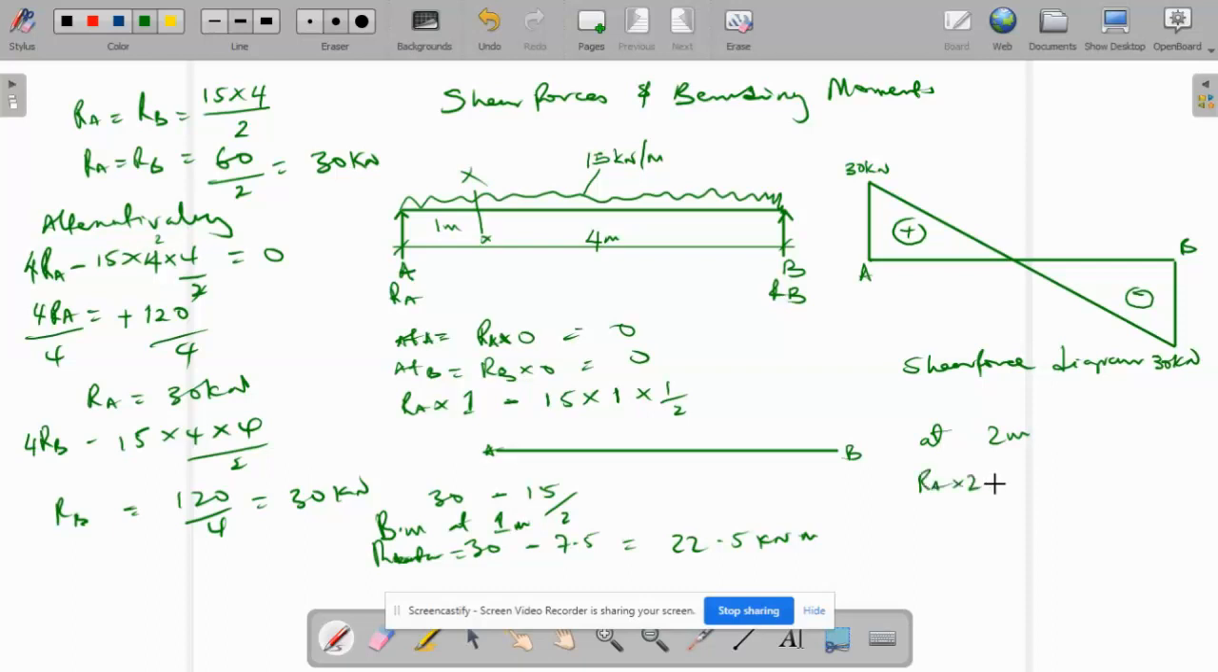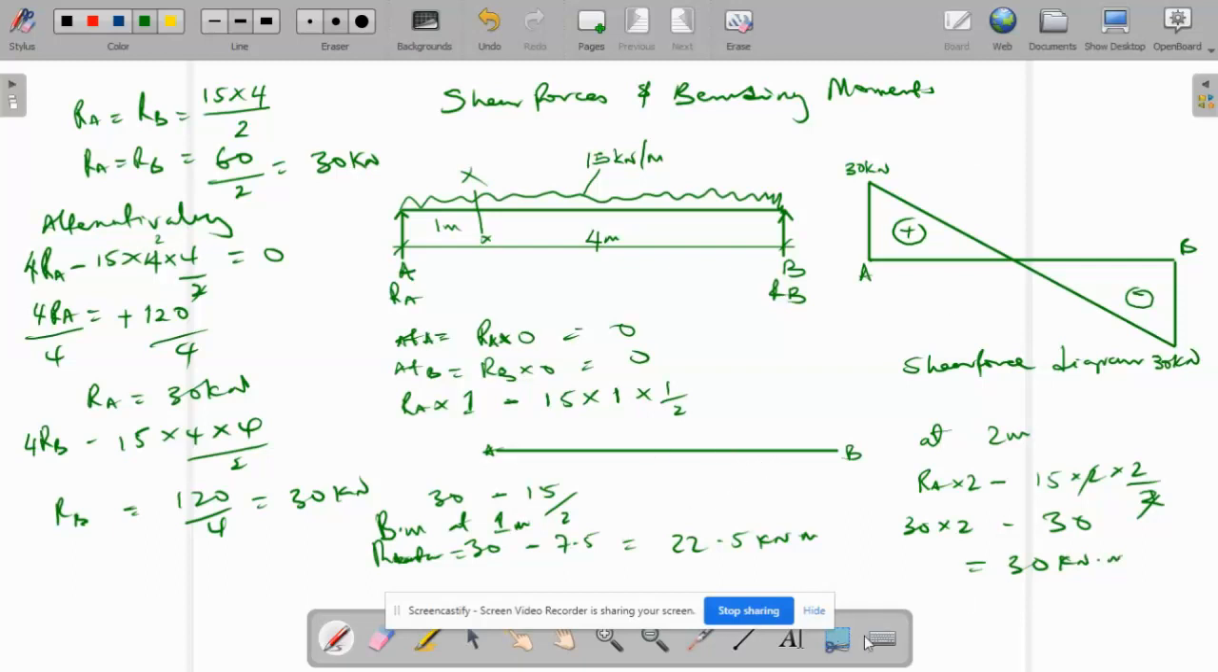So at 2 meters, what we will have is our reaction times 2 meters, which is RA by 2 meters, minus the load, which is 15 times 2 times 2 over 2, not over 1, beg your pardon. So this will cancel this. So what we'll have here is 30 times 2 minus 30. This is equal to 30. At 2 meters, which is at the center, the bending moment is 30 kilonewton meter.